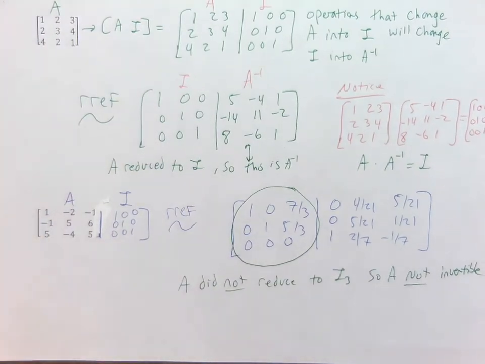And so that's how we find inverses. And again, that works for any size matrix, regardless of whether it's 2 by 2, could be a 10 by 10, could be a 20 by 20. It'll always work the same.